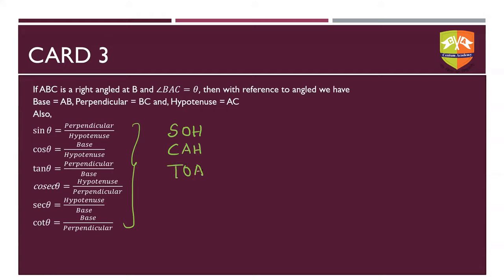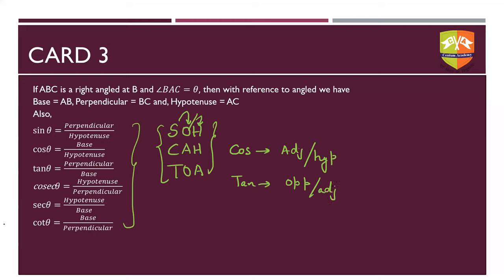Everyone knows this, but it's not a very good way; still, for 10th standard you can write it like that. Sine is opposite upon hypotenuse, cos is adjacent upon hypotenuse, and tan is opposite upon adjacent. The reciprocals of these are cosecant, secant, and cot.